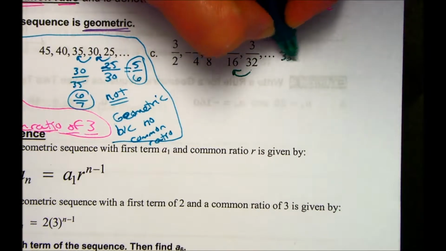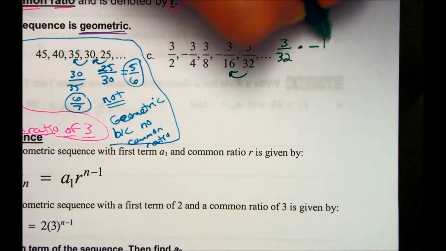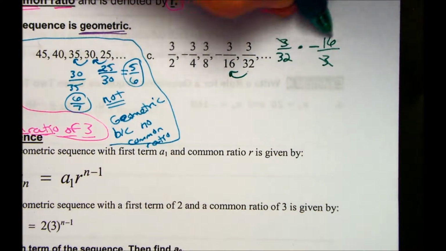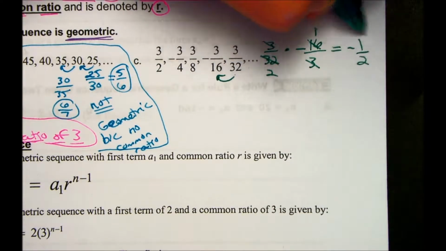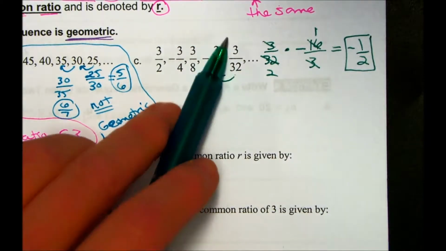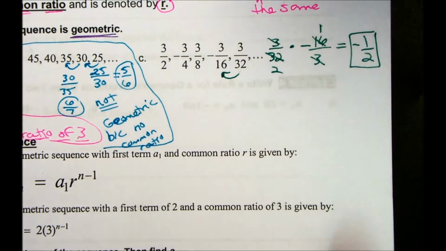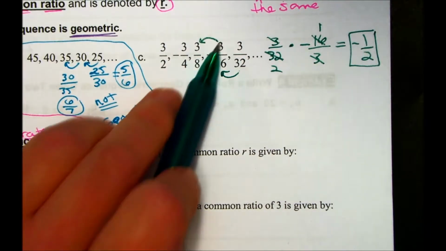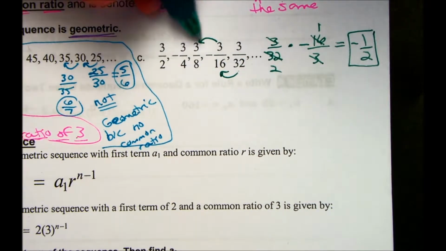3 over 32, instead of dividing, we're going to multiply by the reciprocal of that second fraction, the one before it, and I get negative 16 over 3. Then the 3's can reduce, and the 16 and the 32 can reduce, which will give me 1 and 2, or negative 1/2. So that's what we get when we take the 3 over 32 divided by the negative 3 over 16. So let's see if that negative 1/2 ends up being our common ratio for the rest of these. I'm going to use this space above here to divide this negative 3 over 16 by the 3 over 8. And again, when you're dividing fractions, you're going to multiply by the reciprocal of the second one.